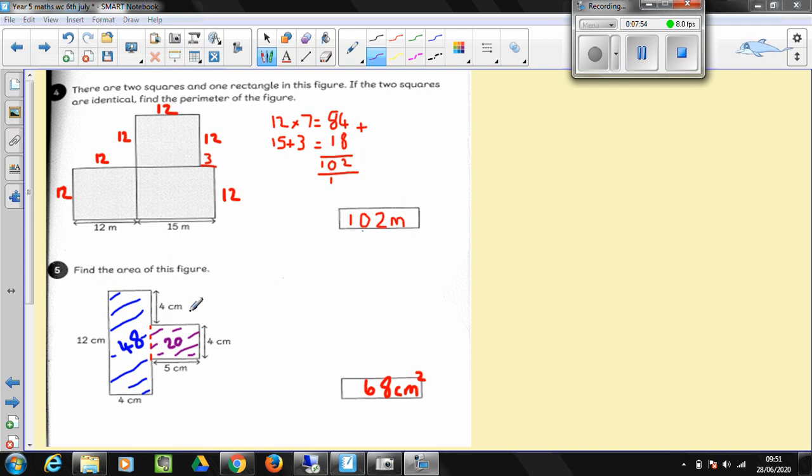And for the area question, I split the 2 shapes, and I knew this was 4 centimetres and this was 5, so 4 times 5 was 20 centimetres squared, and this was 4 and this was 12, so 4 times 12 was 48 centimetres squared. Then I added my 2 amounts together. Make sure you said it was centimetres squared because we're working out the area.